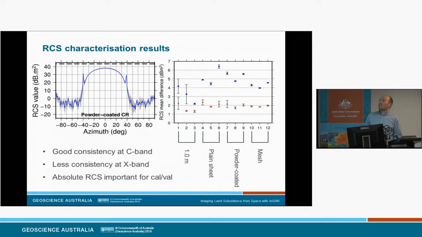The red points are the results for C-band. And as you can see, for these corner reflectors here, which are 1.5 meters in size, there's a pretty good consistency amongst those measurements. And those corner reflectors are consistently about 2 decibels less than the theoretical values. The blue points are the results for X-band, and the consistency is not quite as good. Nevertheless, we know now the absolute radar cross-section for all these corner reflectors, and that's important if we want to use these corner reflectors for absolute calibration and validation of the radar satellites.